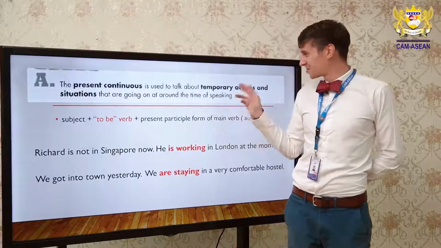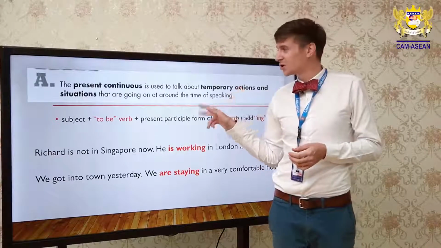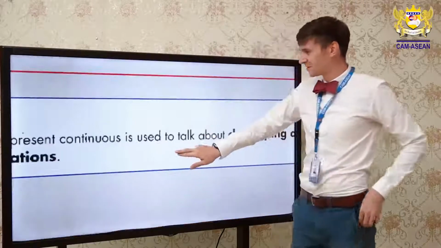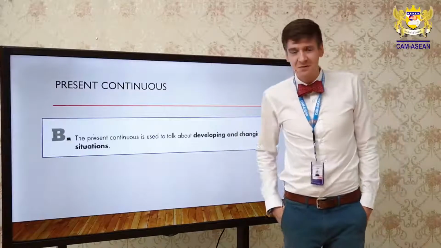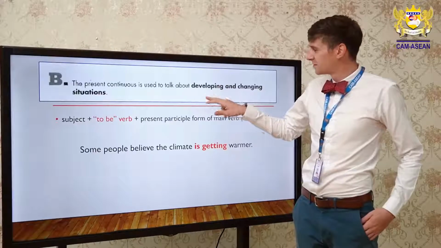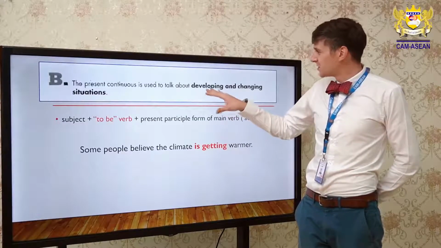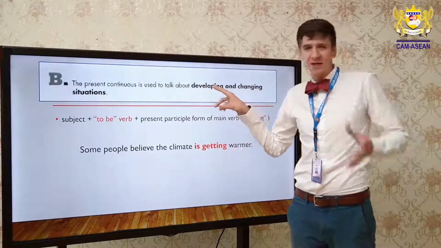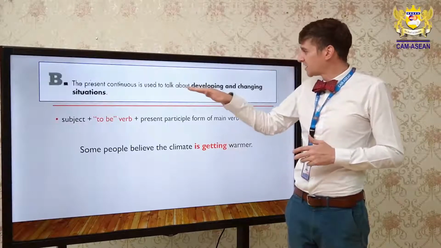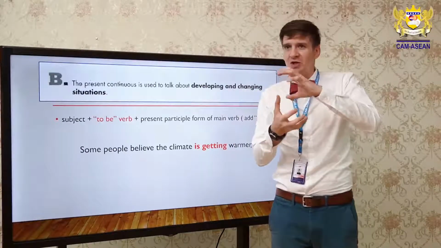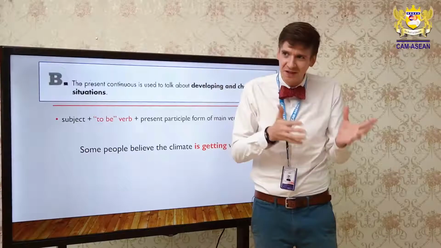Second situation. So, the first situation was a temporary action or a temporary situation. Number 2. The present continuous is used to talk about developing and changing situations. The first one was temporary situations or temporary actions. The next one is developing or changing situations. If something is developing, it means it's happening kind of like right now. The situation is getting worse, it's getting better, it's developing. It's continuing on. Improving, not improving, it's changing.